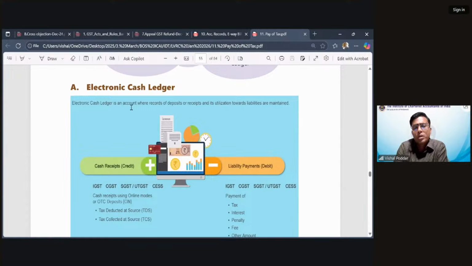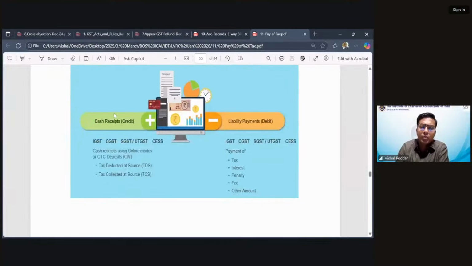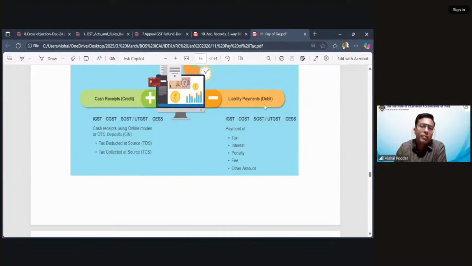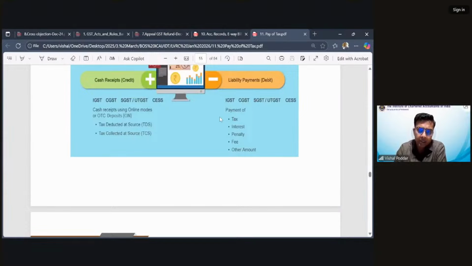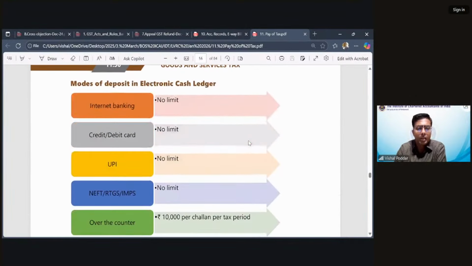What is important about this electronic cash ledger is that whatever you deposit, or whatever is coming in this ledger through TDS or TCS, becomes the deposit part. Either you can deposit it using various offline or online modes, or whatever your supplier or the e-commerce operator has deducted or collected as tax from you will get deposited here. From this ledger, the payments that will be made are payment of taxes, interest, penalty, cess, etc.